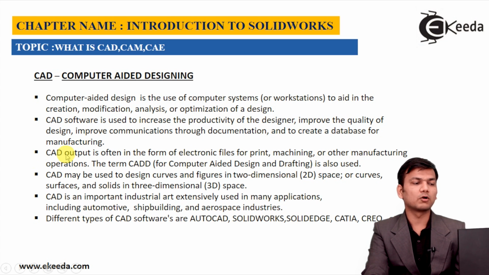Third point is CAD output is often in the form of electronic files for the print, machining or other manufacturing operations. The term CAD for computer aided designing and drafting is also used. It means we can share our data in the form of print, and we can also use it in that format while using the 3D printing machines we have heard.